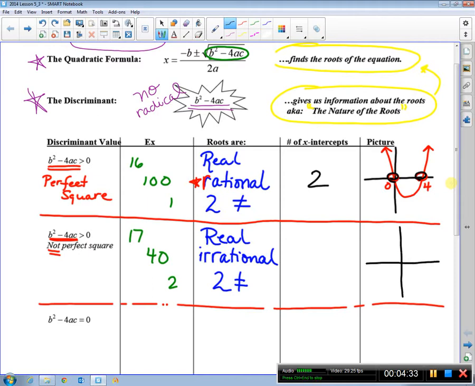So when these types of quadratics are graphed, we still get 2 intercepts, 2 unequal roots, but now these roots are going to be things like 1 minus square root of 7 and maybe 1 plus square root of 7. I know the picture doesn't look right, but the point is that now we have irrational roots, roots with radicals in them.